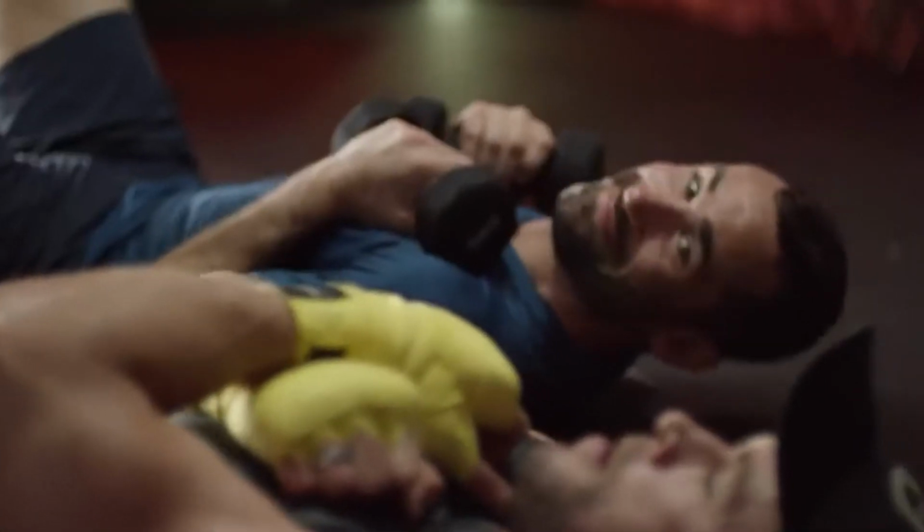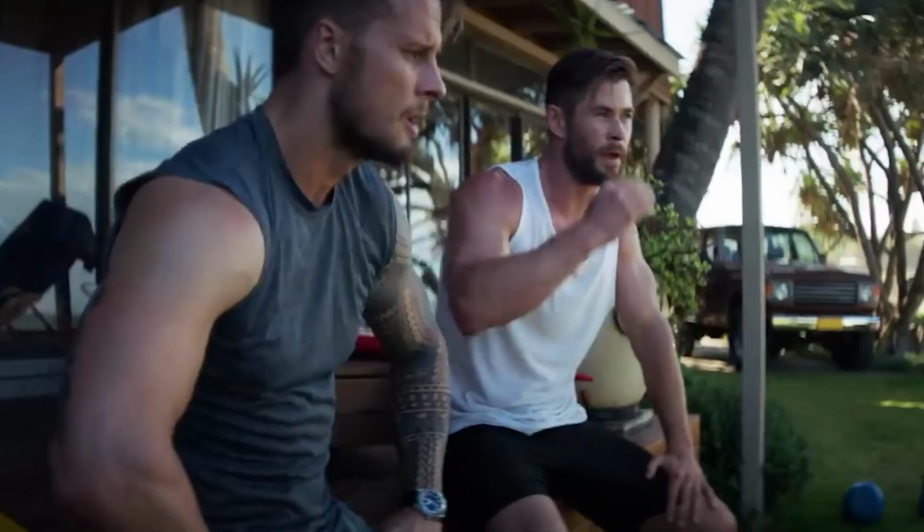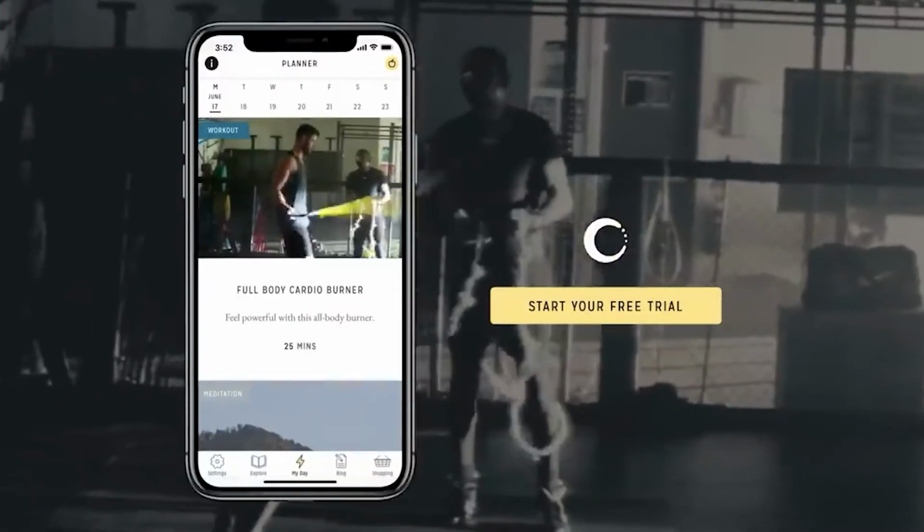Now, although Chris Hemsworth earned his fame as an actor, you wouldn't go ahead and dispute his expertise in fitness, and he uses that to his advantage.